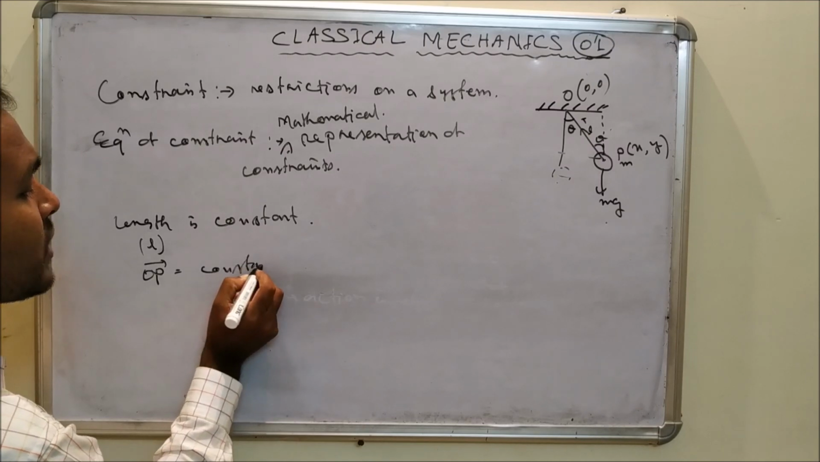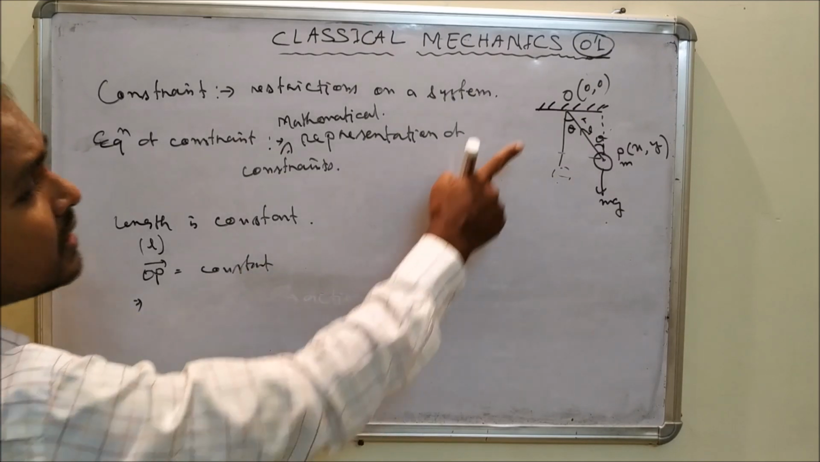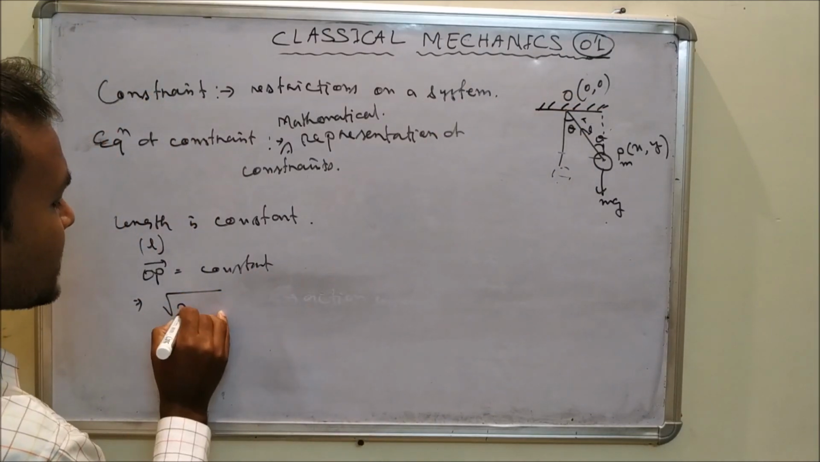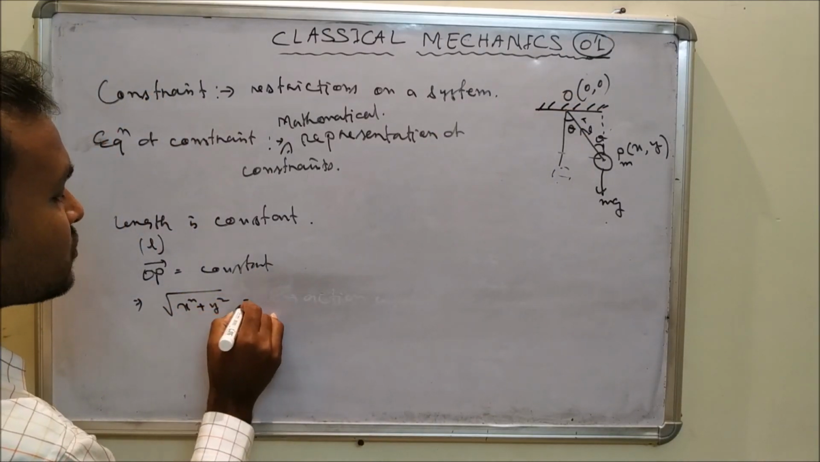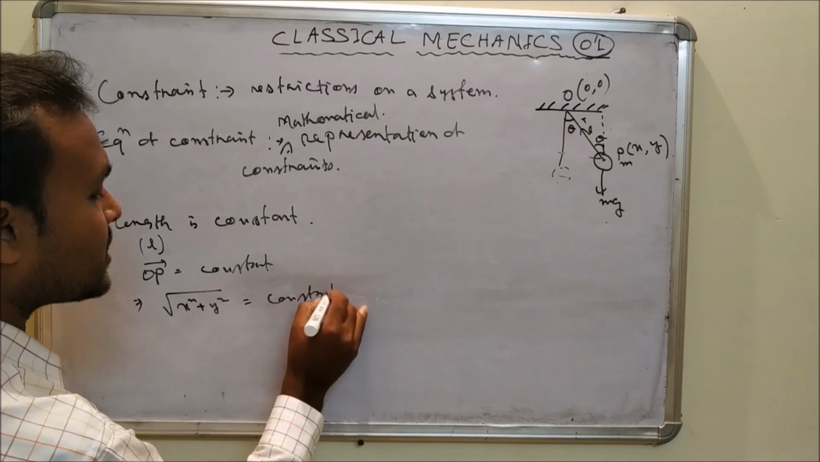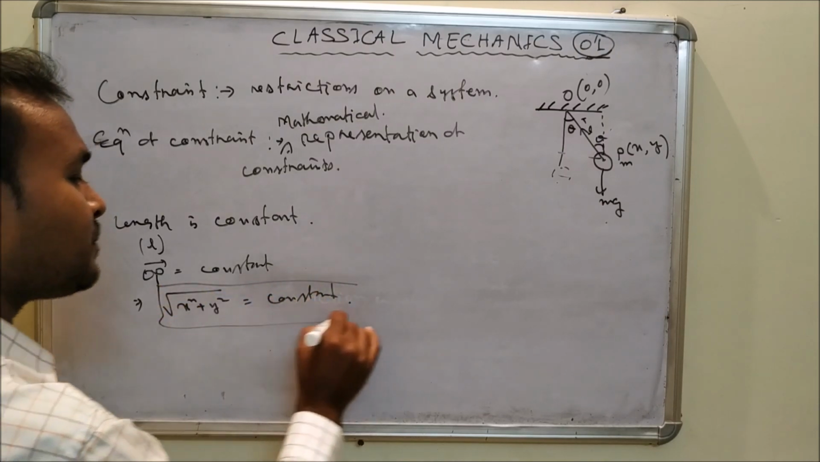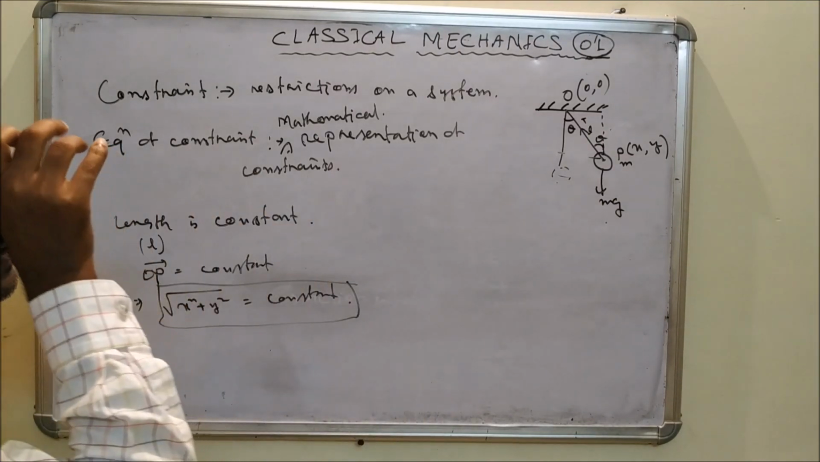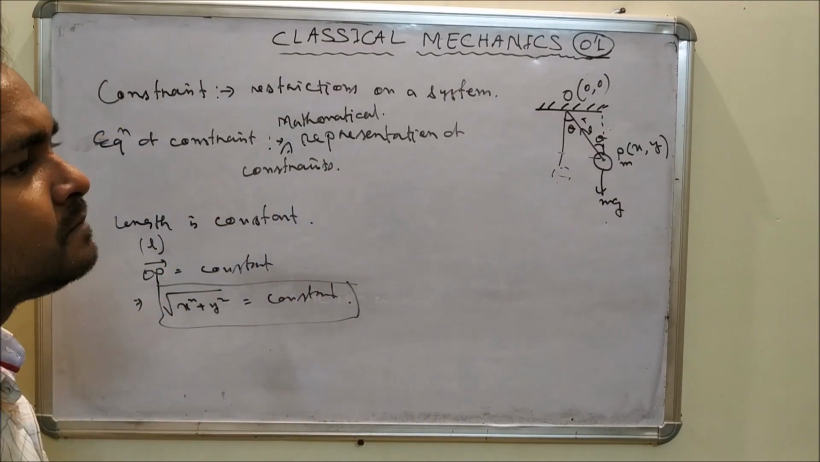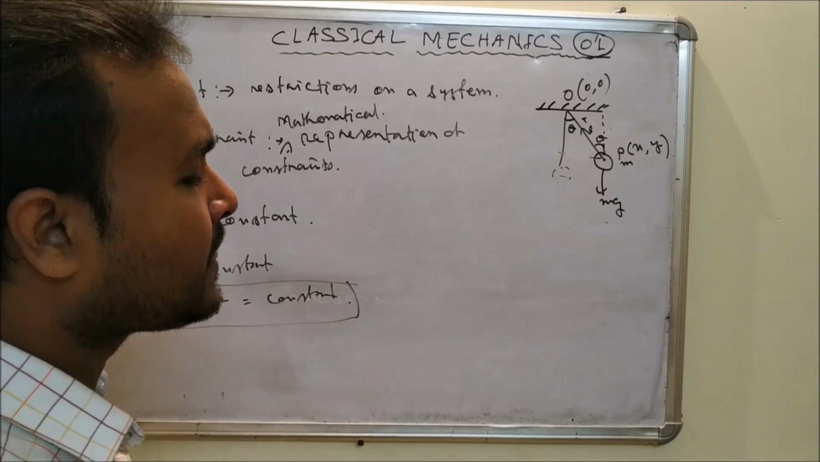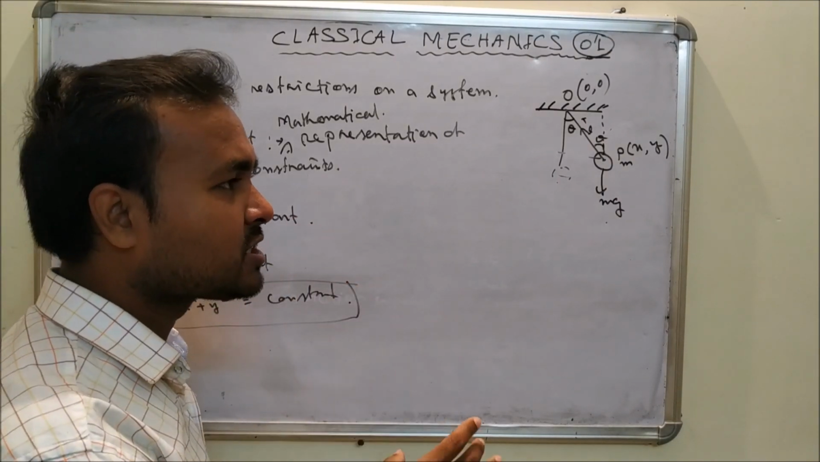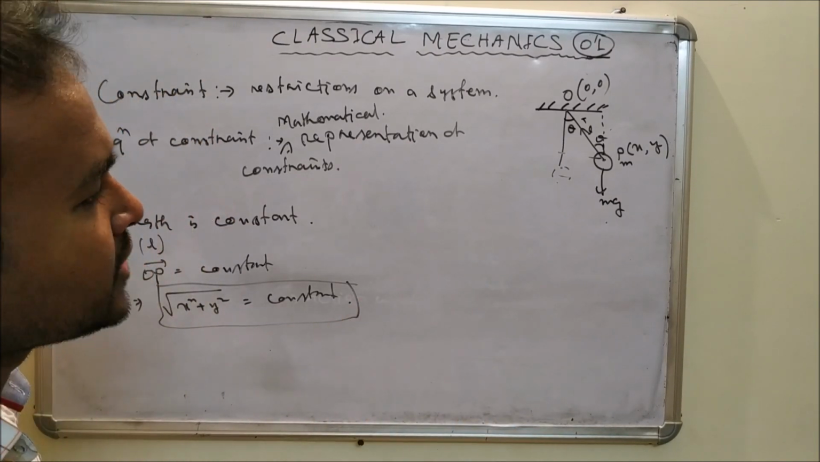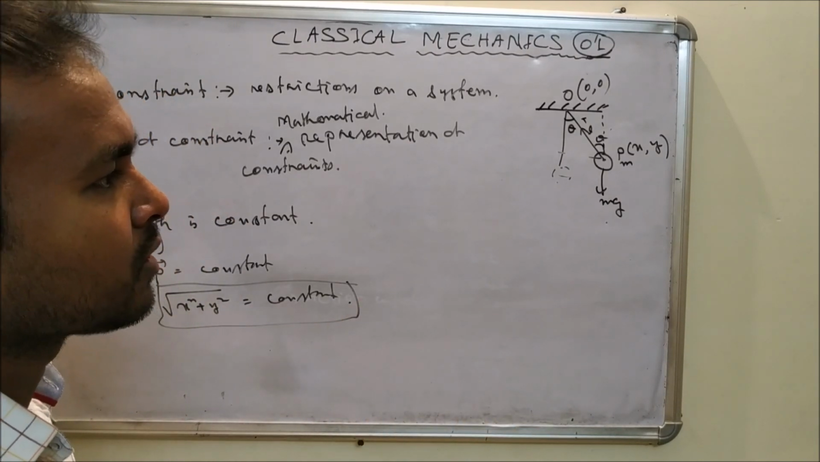And how can you represent this OP, the distance between the two points O and P? That will come as x square plus y square equal to constant. So this representation is called the equation of constraint in this case. I hope you got the idea. So in every system, once you have a constraint, you can easily define it by an equation, that is called the equation of constraint, right?